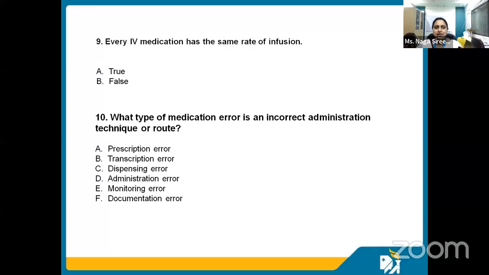Every IV medication has the same rate of infusion, whether it is true or false. False. Which type of medication error is an incorrect administration technique or route? Prescription, transcription, dispensing, administration, monitoring error, documenting error. The documenting error. Correct.